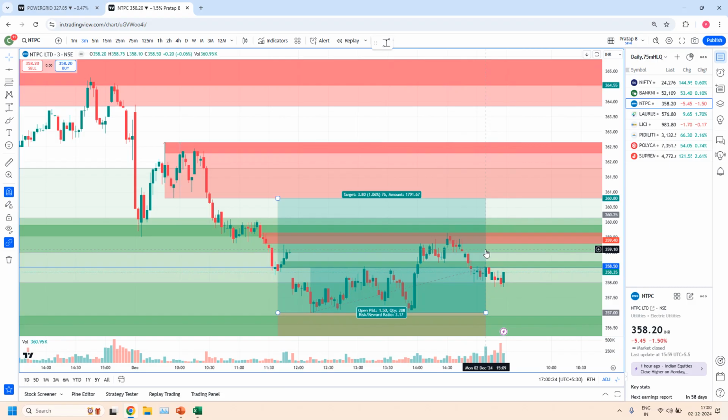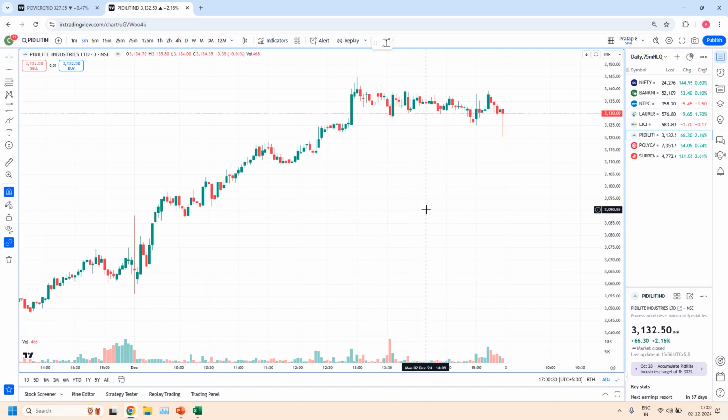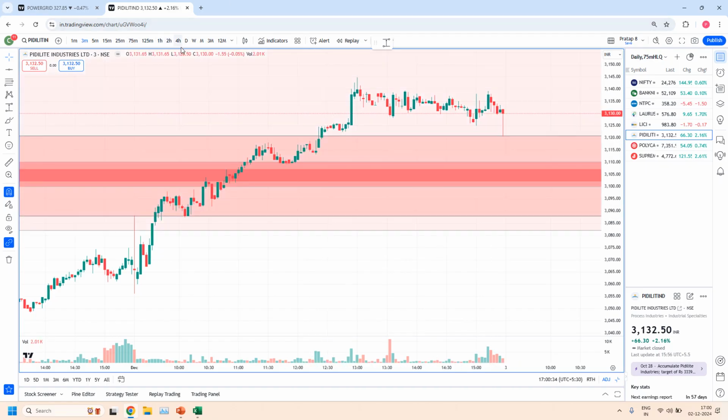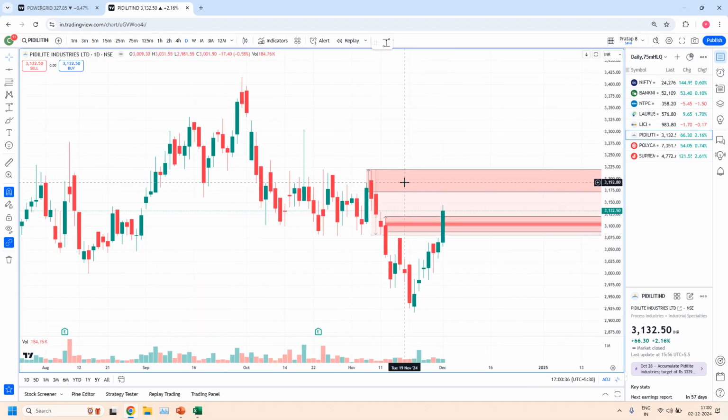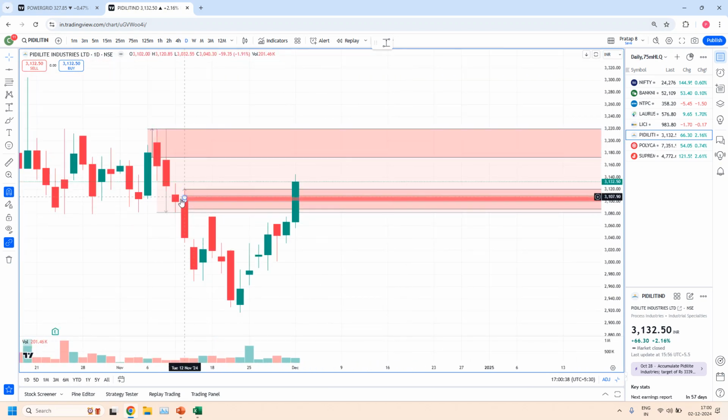Okay, this is about NTPC. The other one we discussed, and which failed, is Pedialyte. This is a daily high liquidity supply zone. I already explained, we discussed this stock on Thursday. Today is Monday, right? Last Thursday we discussed. So please look into that video, where I explained directly how I fine-tuned it.